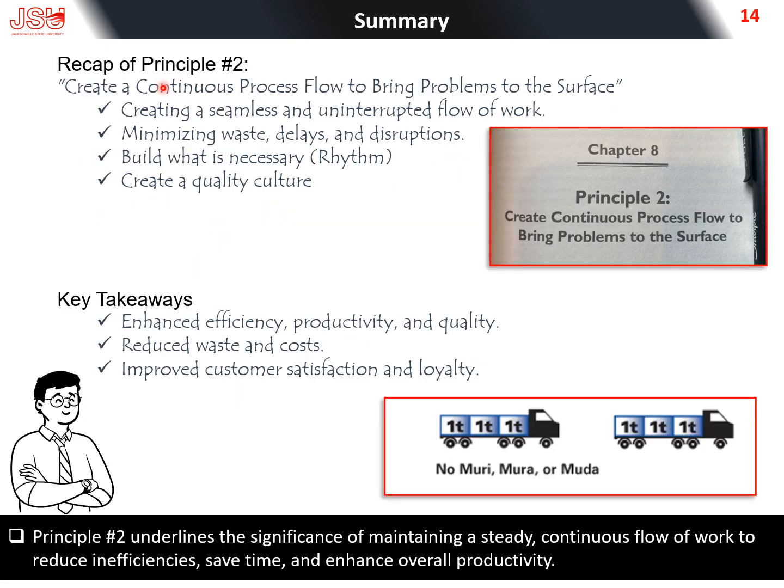Recap of Principle 2. Create a continuous process flow to bring problems to the surface. Creating a seamless and uninterrupted flow of work. Minimizing waste, delays, and disruptions. Build what is necessary. Rhythm. Create a quality culture. Takeaways. Enhance efficiency, productivity, and quality. Reduce waste and costs. Improve customer satisfaction and loyalty.